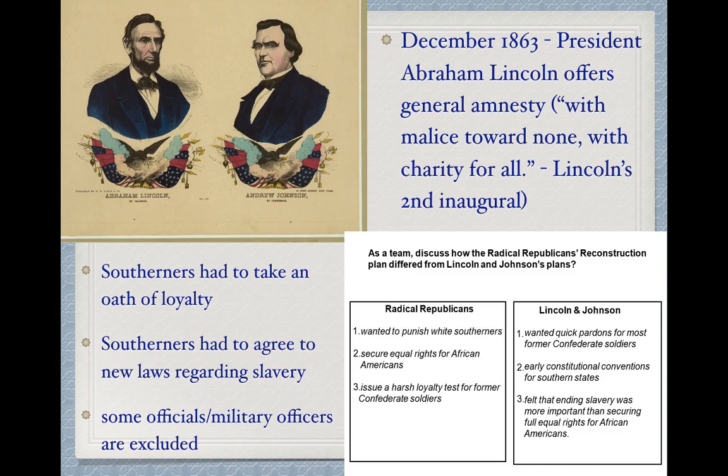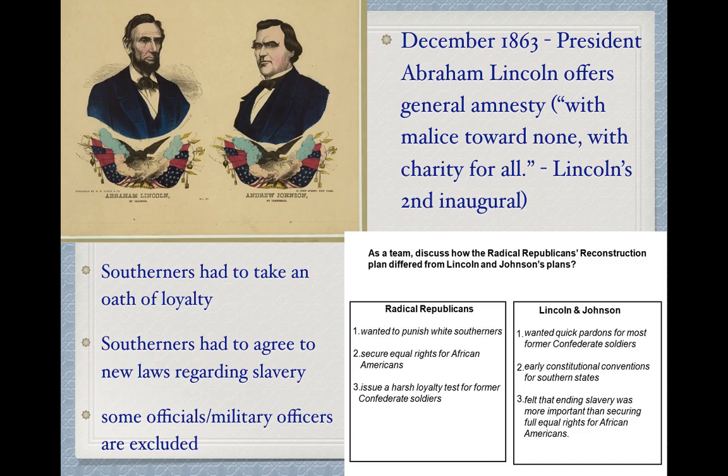Southerners would have to take an oath of loyalty. They would have to agree to any new laws that the North passed in regard to slavery. And some officials and military officers would be excluded. So high-ranking leadership in the South would not be allowed to be readmitted with full citizenship, voting rights. So there are going to be a couple of competing plans here.